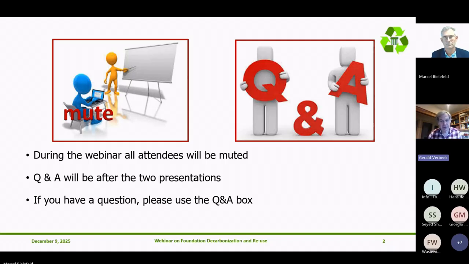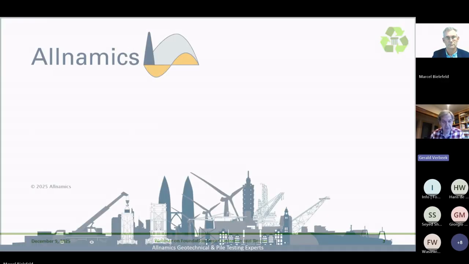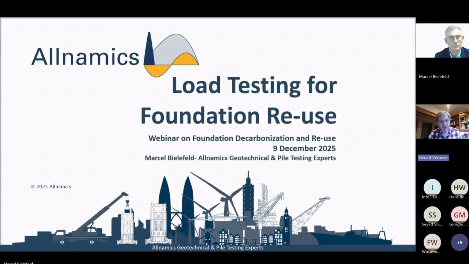You already see the person who's going to make the presentation on the side of the screen, Marcel Bielefeld with Allnamics. And he was willing at the very last minute to give a presentation. And on the next slide you see the title of that presentation, Load Testing for Foundation Reuse. And with that, Marcel, the floor is yours.